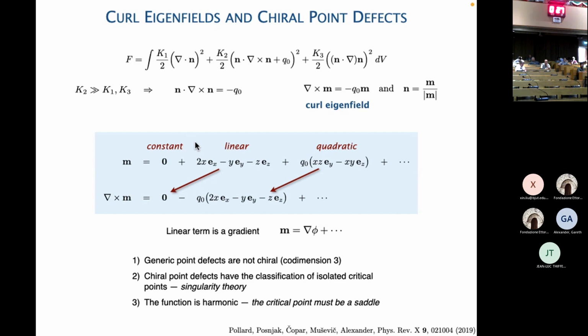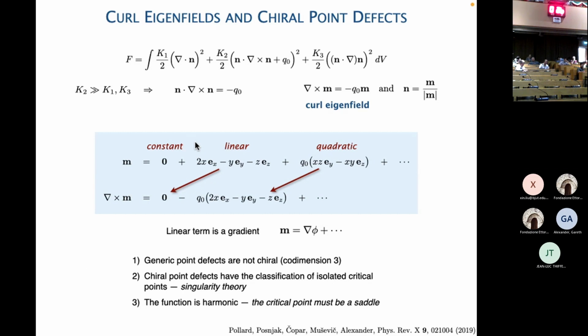The second one is that the structure is given locally by the gradient of a function. And so the classification is not just the classification of zeros in a vector field, but rather of critical points in a function. So they should be classified by singularity theory, which is a little bit unusual. And the last one is that the function itself is a harmonic function.